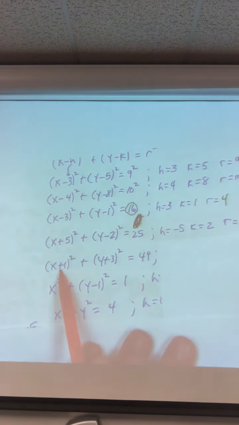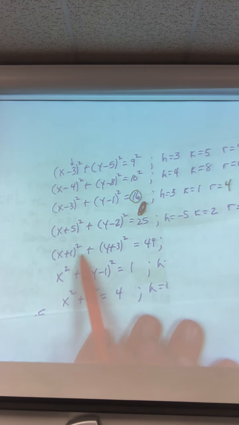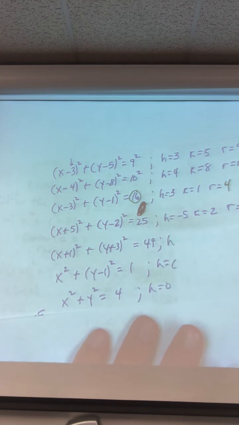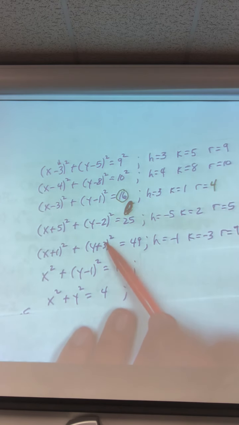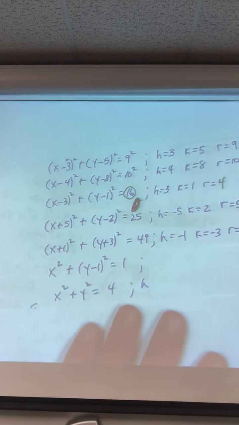Okay, right here. What's h? Negative 1. What is k? Negative 3. And what is r? It's the square root of the number that's on the end. Square root of 49 is 7.